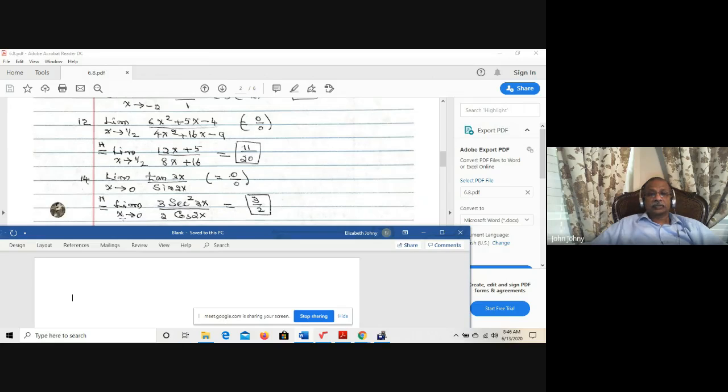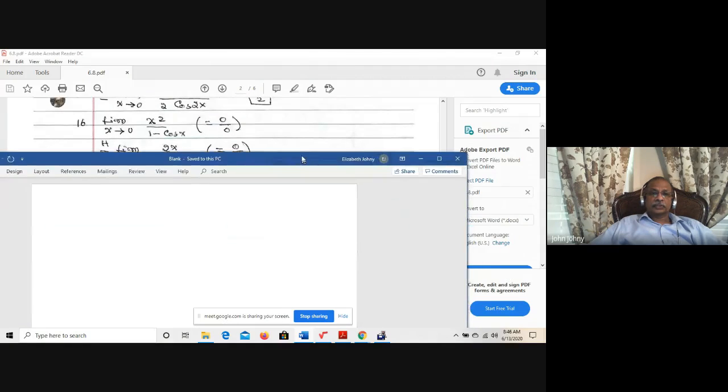Limit x approaches 0. Derivative of tan 3x, secant square 3x times 3. So it is 3 secant square 3x. Denominator cos 2x times 2. Now substitute x is equal to 0. Secant square 0 is 1 because cos 0 is 1. Denominator cos 2 times 0, that is cos 0 is 1. So it is 3 over 2 times 1. So that is the answer.